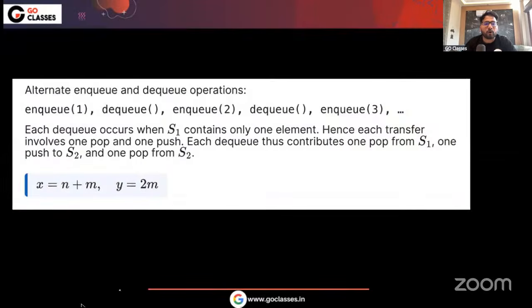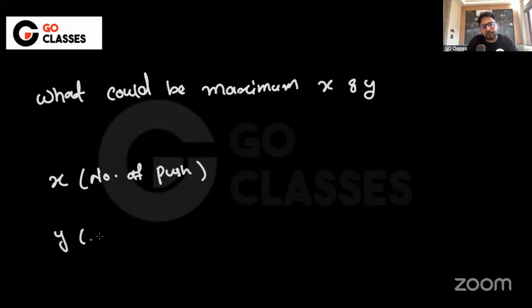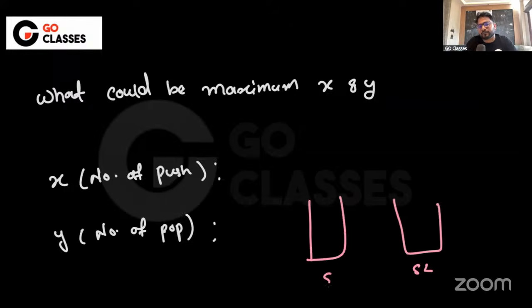What could be the maximum, by the way? What could be the maximum X and Y, which means the number of pushes and the number of pops? Can you tell me? Basically, here the idea is that in S2 we want to transfer the maximum unnecessarily, which means we want to push all the elements. Anyway, we have to push N elements to S1, and N elements I will be pushing here in S2 also.